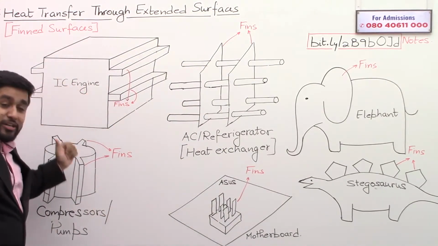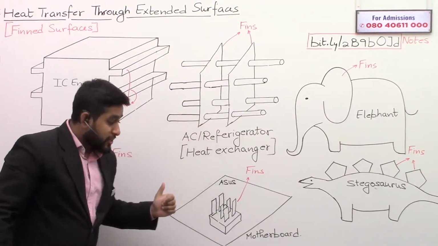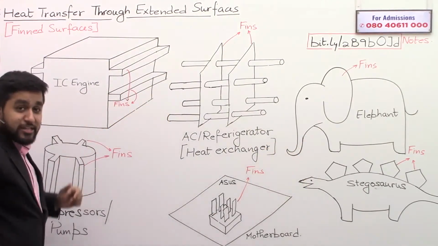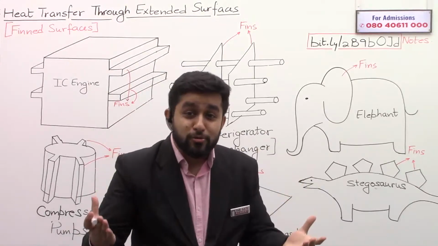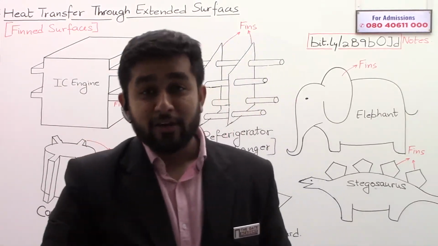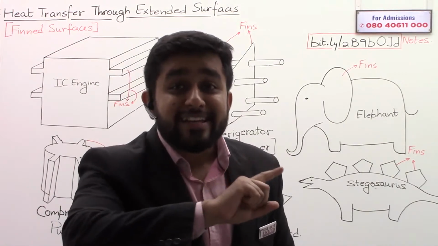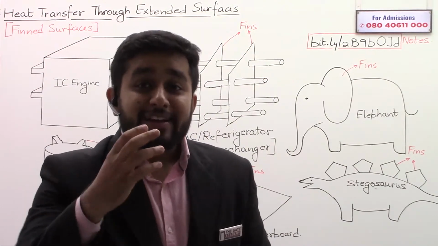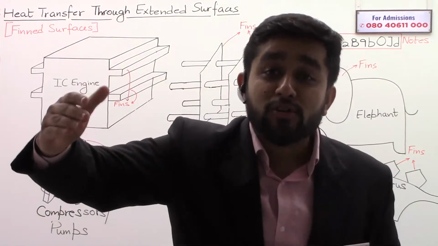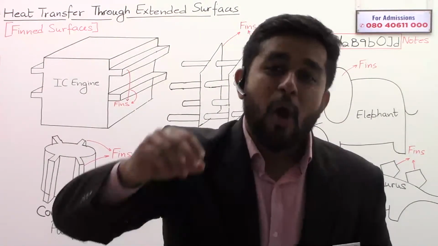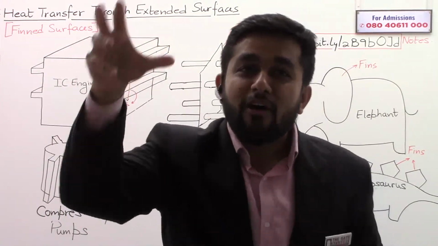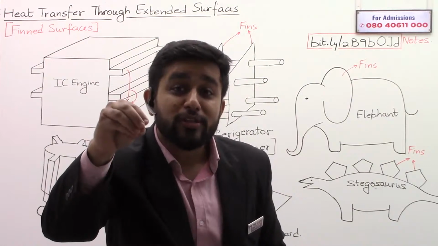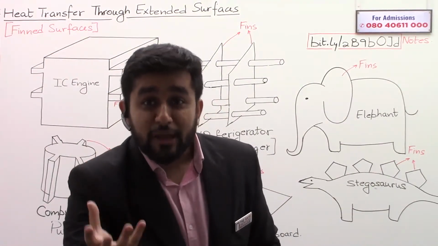For example, IC engines are there, compressors are there, AC refrigerators are there, motherboards are there, and animals like elephants. If I talk of the IC engine, during combustion a lot of heat is produced, right? And that heat is converted into work. But thermodynamics says that heat can never be completely converted into work, so definitely some heat will be left. That heat which is left either goes into the atmosphere in the form of exhaust gases, or it is stored in the material of the IC engine.